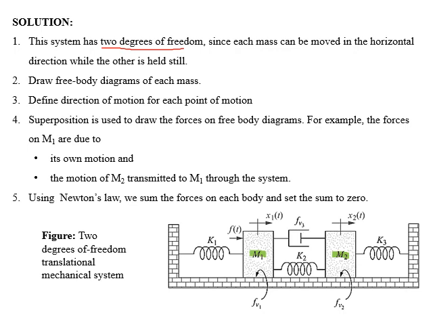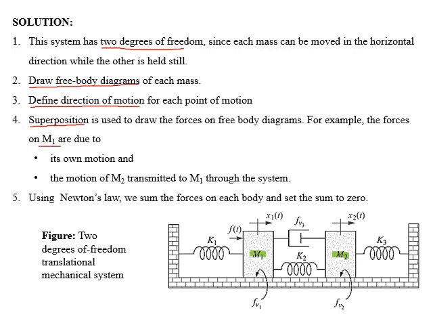Now in step 2, for each mass which can move freely, we'll draw a free body diagram and define the direction of motion for each mass m1 and m2. In step 4, we'll use superposition principle to identify what forces are acting on either m1 or m2, and in what direction every single force is acting on these objects.